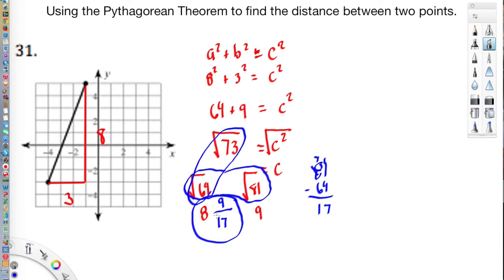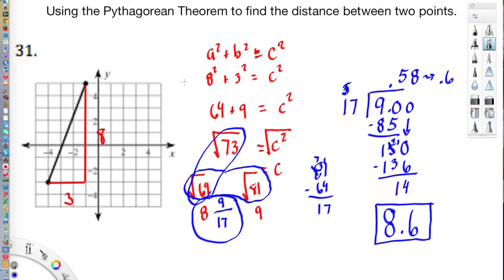But I believe that we're supposed to find it to the nearest tenth. And if that's the case, we need to change this fraction here. Okay, and my final answer, when I convert 9/17 to a decimal, I take 9 divided by 17. I'm going to get 0.58 approximately, and that rounds. I'm going to stop right there, and that rounds to 6/10. So my answer is 8 and 6/10. That is an estimation to the closest tenth.